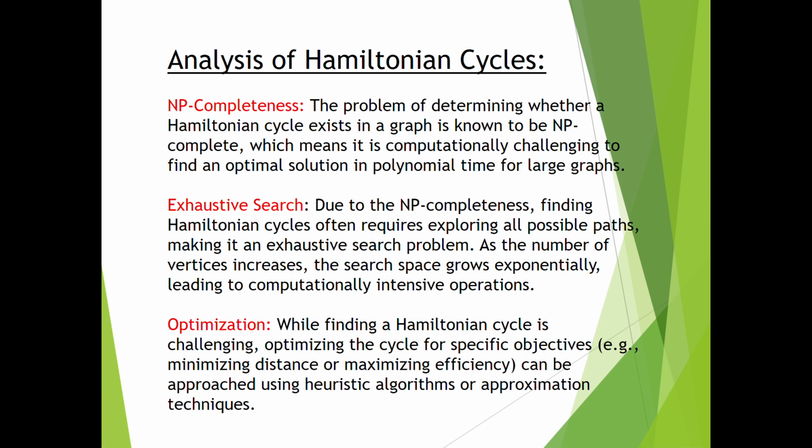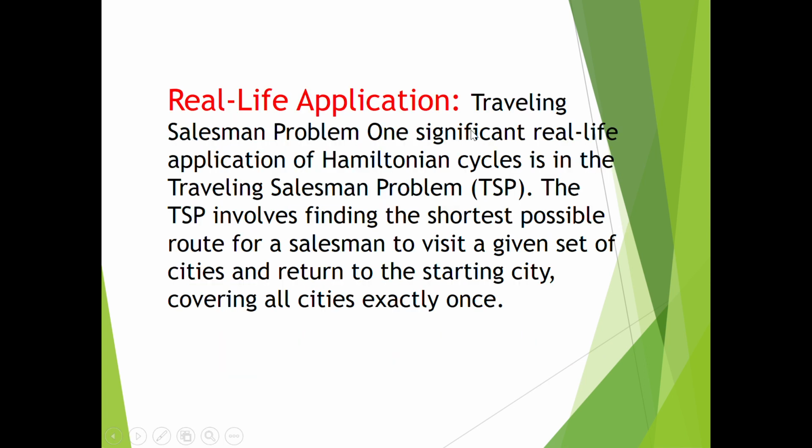Optimization: while finding a Hamiltonian cycle is challenging, optimizing the cycle for a specific objective, for example minimizing distance or maximizing efficiency, can be approached using heuristic algorithms or approximation techniques. A real-life application of the Hamiltonian cycle is the traveling salesman problem. One of the significant applications is the TSP, which involves finding the shortest possible route for the salesman within a given set of cities, covering all the cities and returning to the starting city.